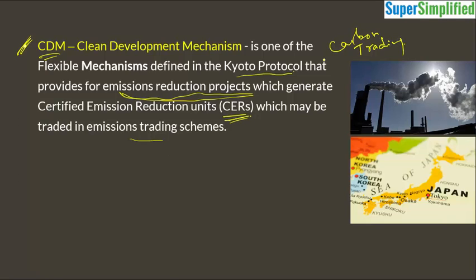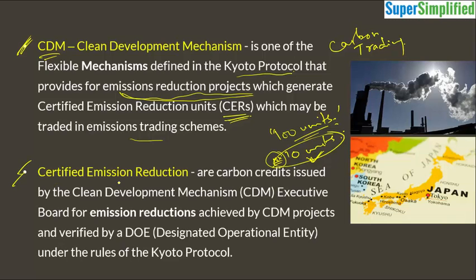So what happens here is, since the quota for annexure 1 countries is fixed that they can only emit, for example, 100 units. If they emit more than this, maybe 10 units they are emitting more, then they have to help one of the developing countries in cutting down their emission by 10 units. This 10 units which is earned by funding a project in a developing country is known as carbon credit. Okay, and that carbon credit is also known as certified emission reduction certificate.